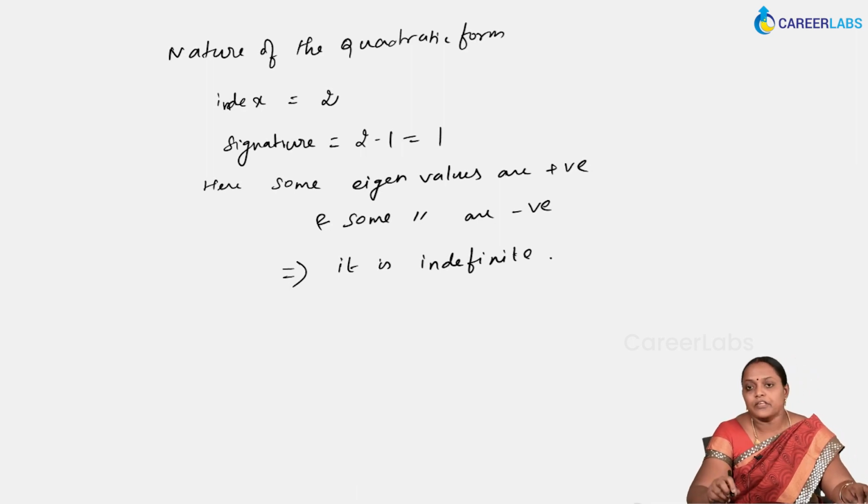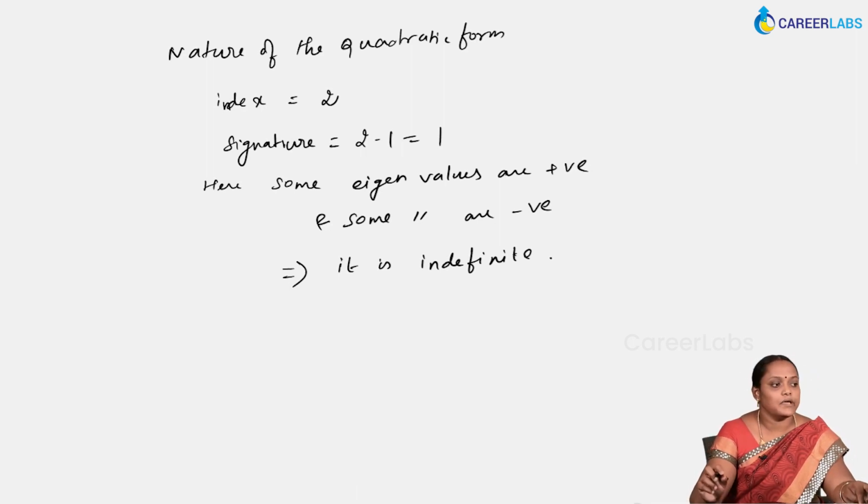So in the same problem, we have found the eigenvalues and eigenvectors, then we have found how to diagonalize, then based on the diagonalization we have written the canonical form, and finally we have ended up with the nature of the quadratic form.